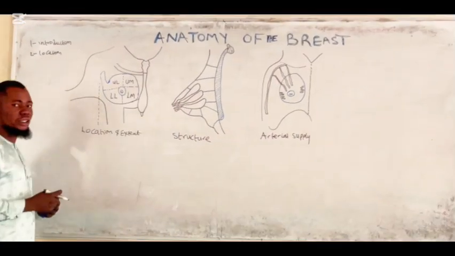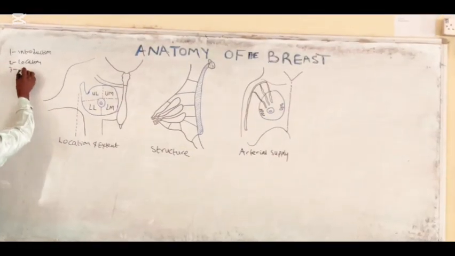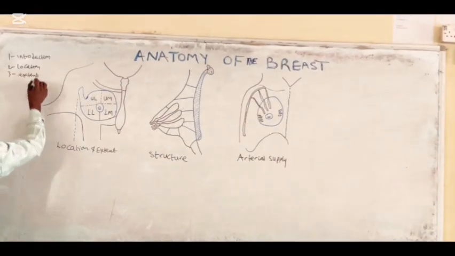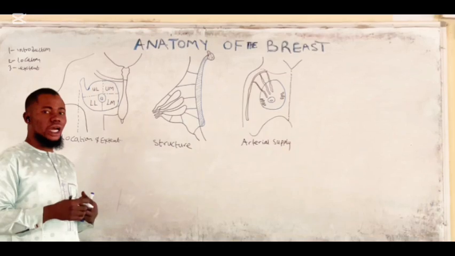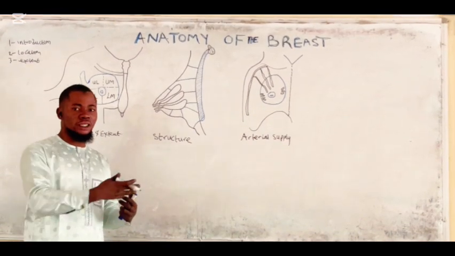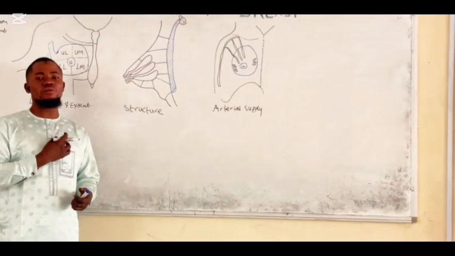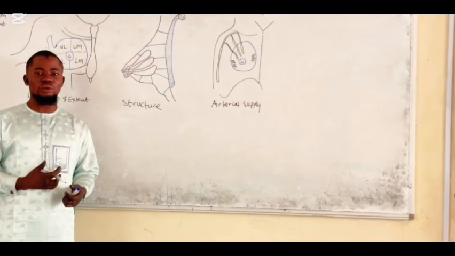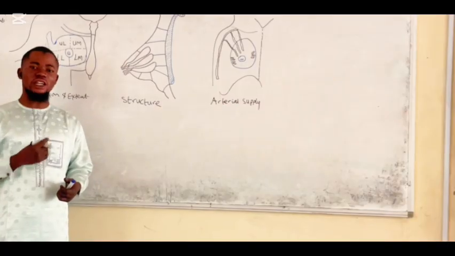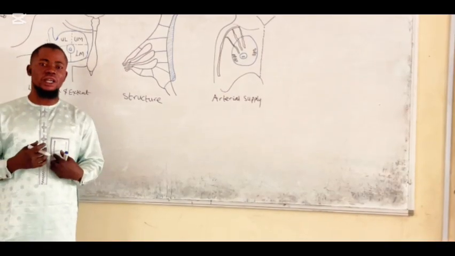The next one is the extent of the breast. The breast has 2 extensions, it is extended vertically as well as horizontally. Vertically, the breast extends from the 2nd to the 6th rib, while horizontally, it extends from the lateral border of the sternum up to the mid-axillary line.